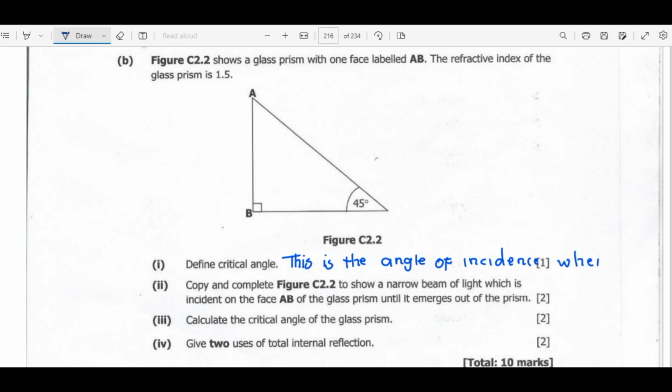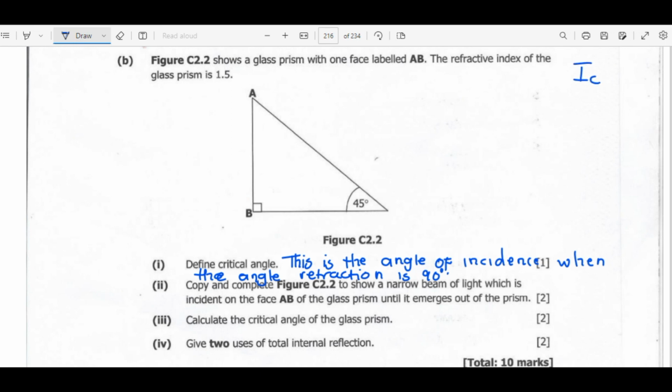when the angle of refraction is equal to 90 degrees. So as long as the angle of refraction is equal to 90 degrees, then the angle of incidence that you are dealing with is the critical angle. And in some textbooks, the one that I usually use, the symbol for critical angle is IC.